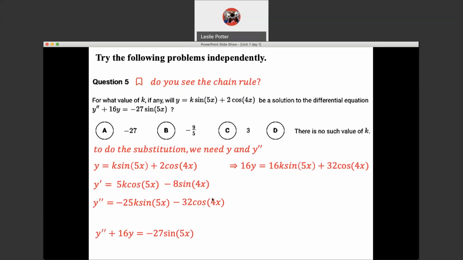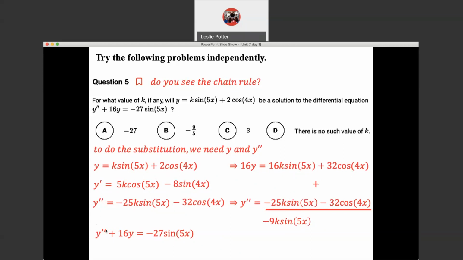And then y double prime is just this. So I'm going to rewrite it over here. So I'm going to add these two things together. I'm going to add them vertically here, because they're nice and aligned here like terms are. So this is the sine term. And so this plus this is going to be negative 9k sine 5x. And then this plus this is 0.